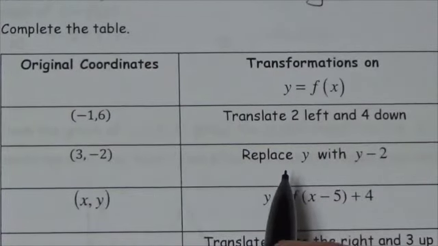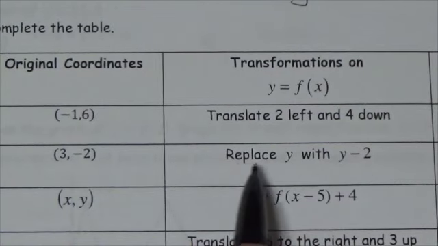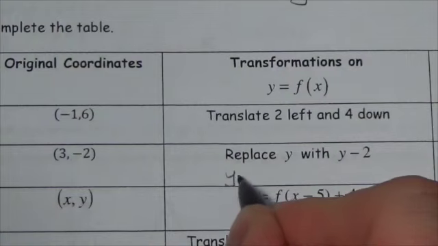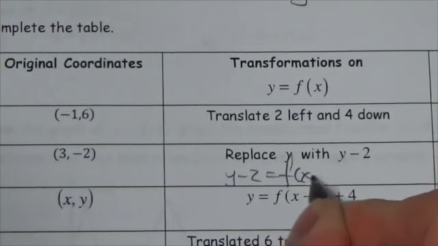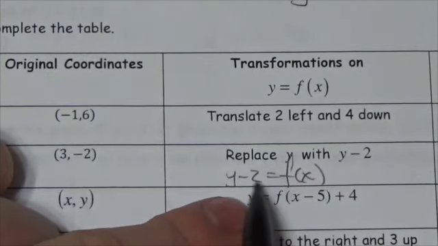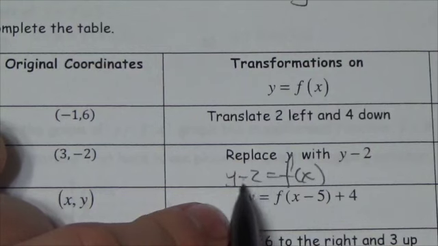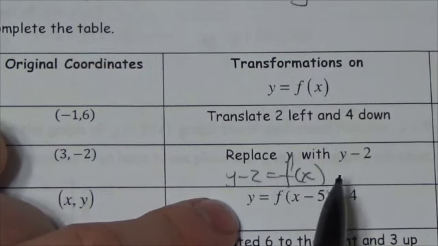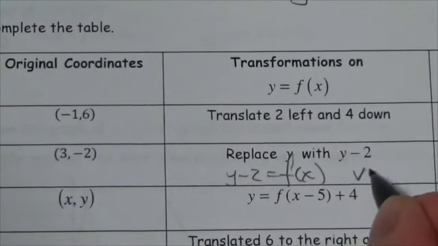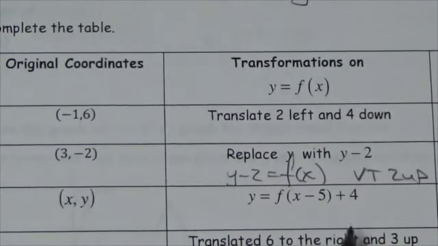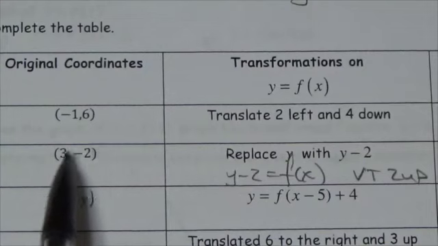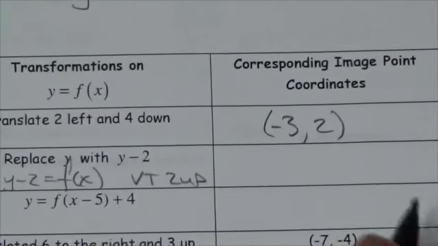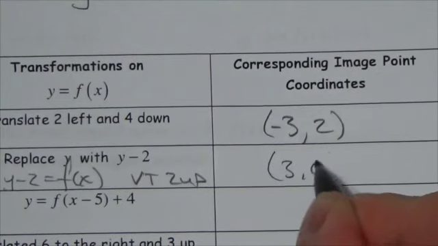Another way of doing it is to kind of dance around that by saying, okay, I'm going to replace y with y minus 2. Now that's in the function. So now I've got y minus 2 is equal to f of x. So what transformation is that? Well, to get the y by itself, I'd have to add 2 to the other side. That's a vertical translation 2 up. And this means I just take the y coordinate and add 2. So negative 2 plus 2 is 0. So this becomes the point 3, 0.